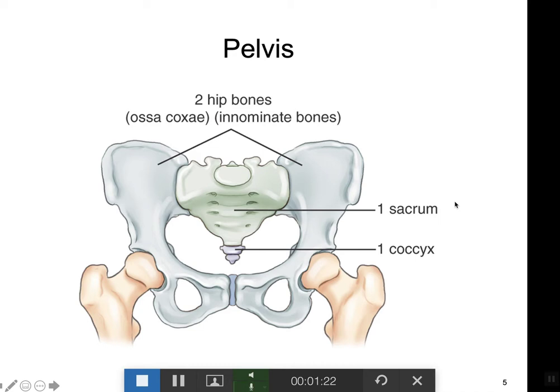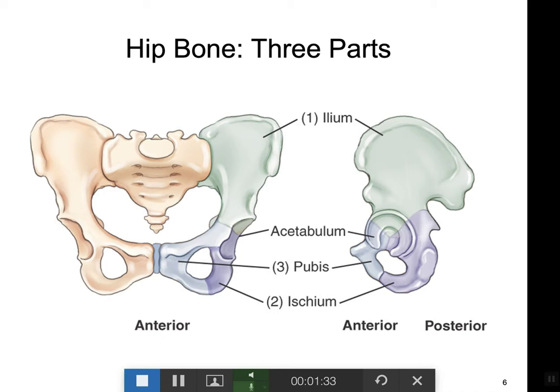Your pelvis, you have your two hip bones, also known as the ossa coxae, and your innominate bones. You have one sacrum and one coccyx. Hip bone consists of three parts. First part is your ilium. Next is your pubis. And then you have your ischium. And all three of them join together to form the acetabulum.